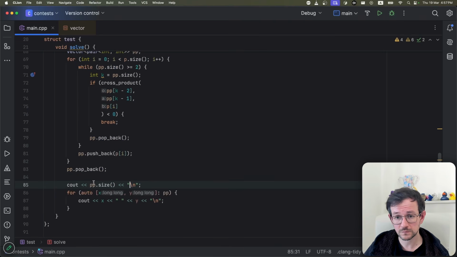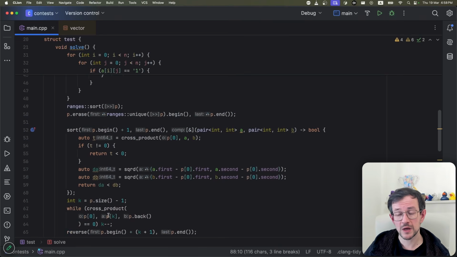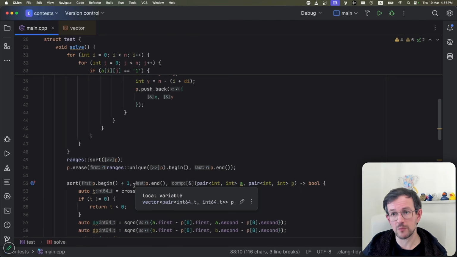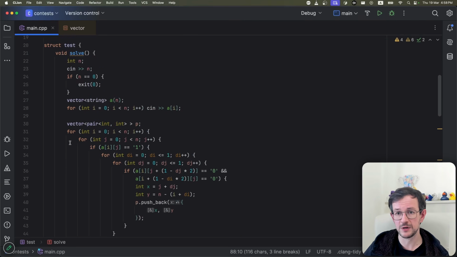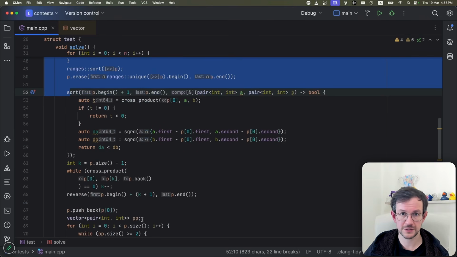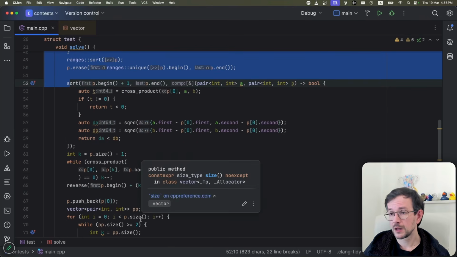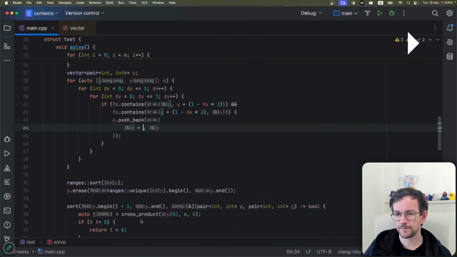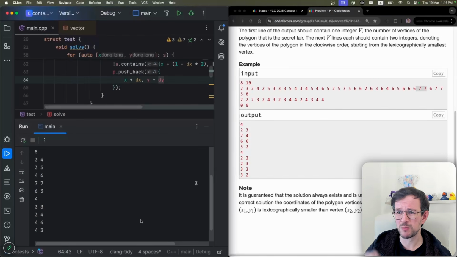Okay. That's it. So the idea of the problem is very simple. You find some interesting points and then build the convex hull of them. That's it. Okay, and the last problem is basically the same.